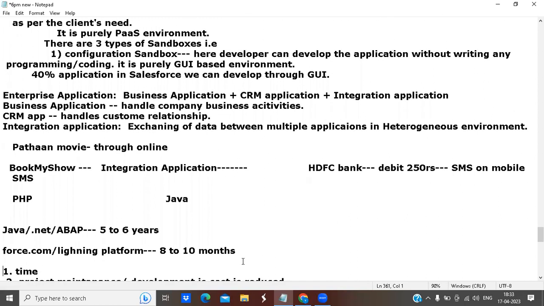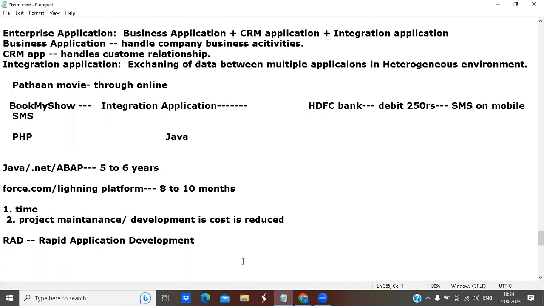Is the Apex language similar to the Java language? It is not completely similar to Java. There are some concepts that are different from Java language topics.